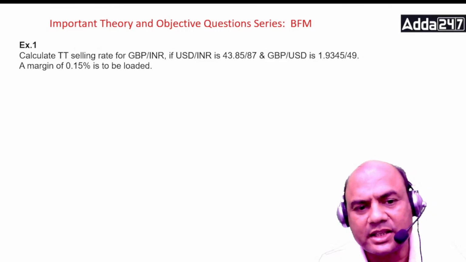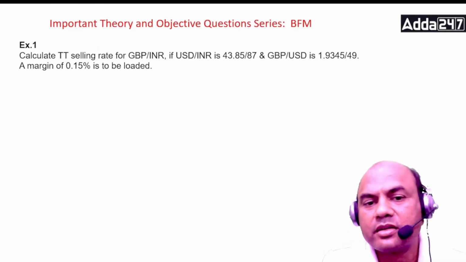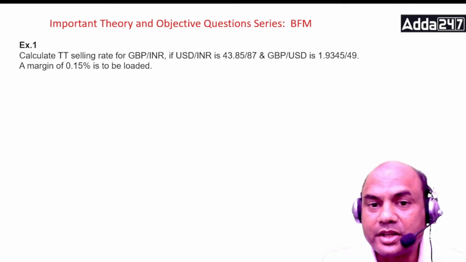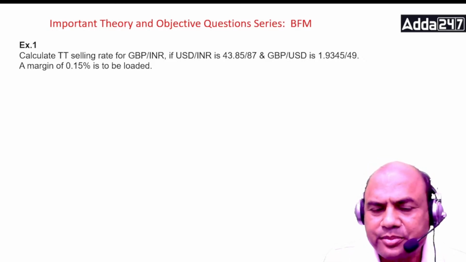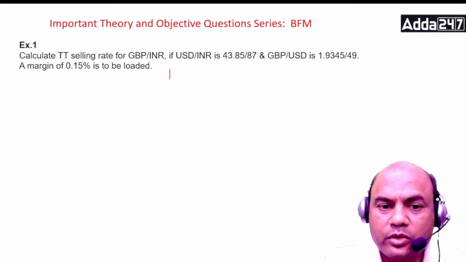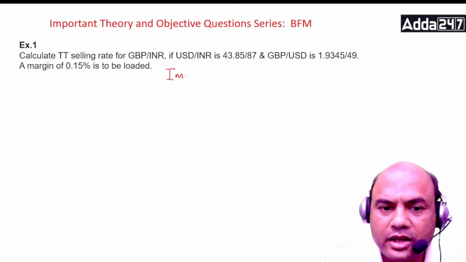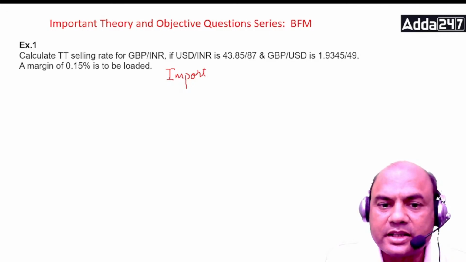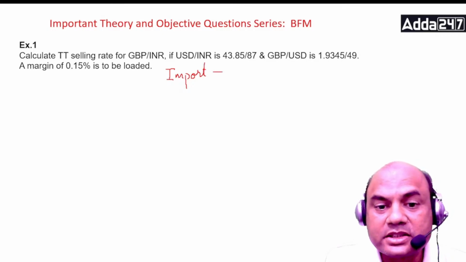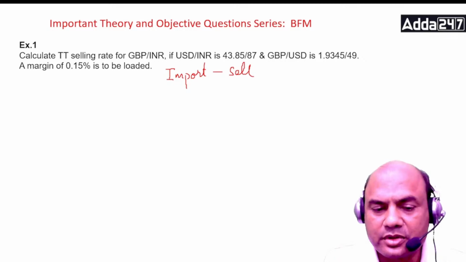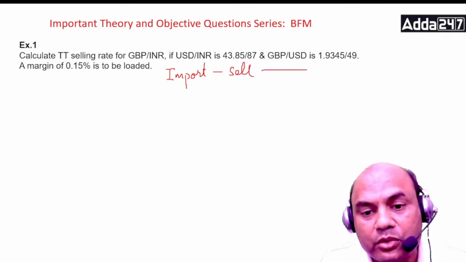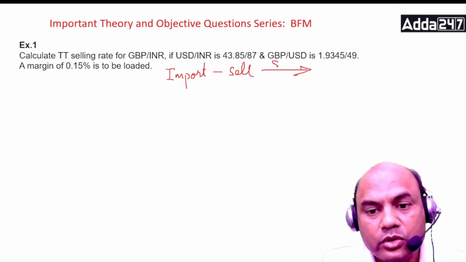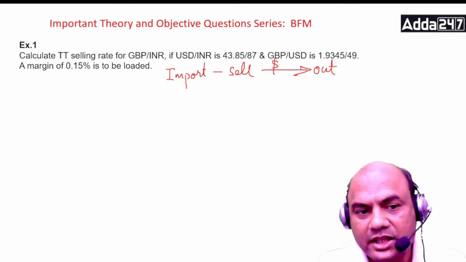See, this TT selling rate is always used whenever you are doing the import or export. Whenever you are doing the import, you use the selling rate. Why? Because the currency goes out, dollar goes out. So for import we use the selling rate, whenever the dollar is going out.